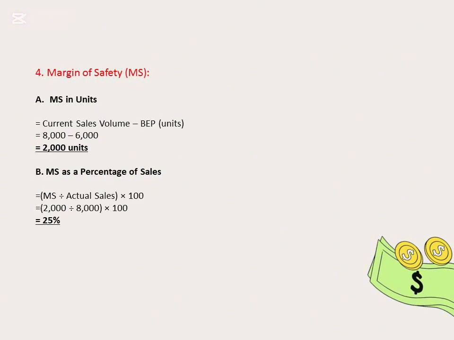Now let's find the margin of safety. The formula is current sales volume minus break-even point in units. So 8,000 units minus 6,000 units equals 2,000 units. Margin of safety as a percentage of sales: the formula is the margin of safety units divided by actual sales volume, then multiplied by 100. So 2,000 divided by 8,000, then multiplied by 100 gives us 25%.